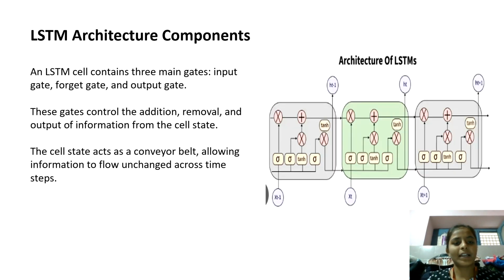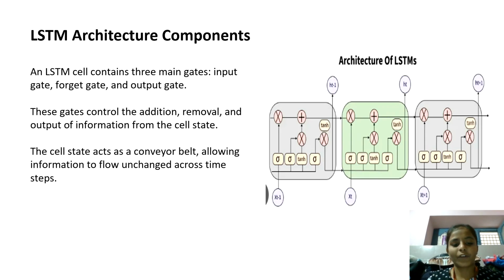Next, coming to the LSTM architecture components. An LSTM contains three main gates: input, forget, and output. In the picture, we can see the architecture of LSTM. This one is called the input gate, the middle gate is the forget gate, and this one is the output gate. So these gates control the addition, removal, and output of information.